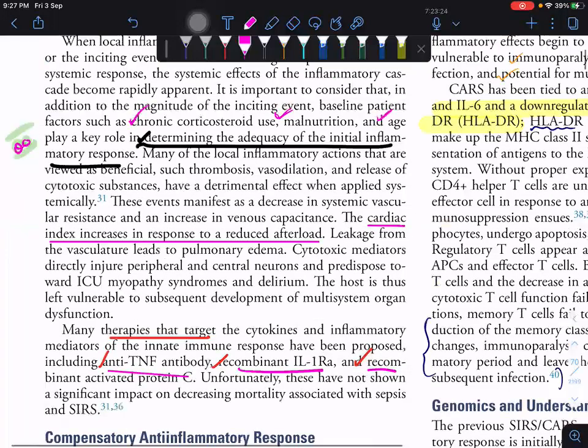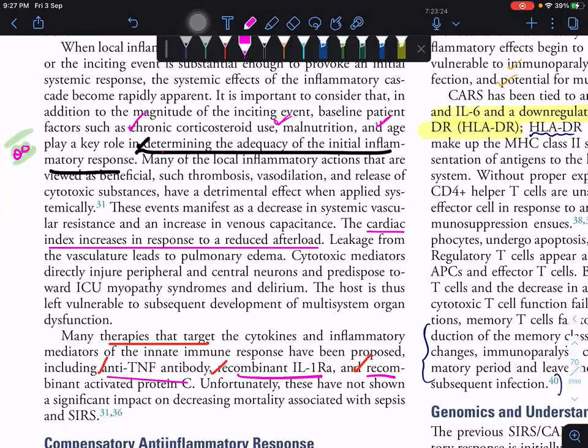So, what are the factors determining the adequacy of the initial inflammatory response? These three: one is chronic corticosteroid use, second is malnutrition, and the third is age. This can be asked as an MCQ.